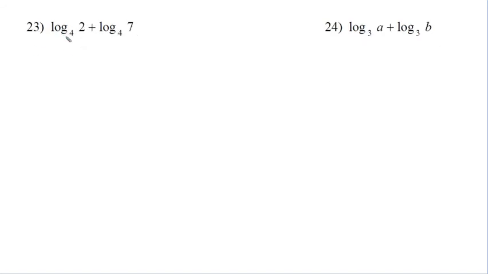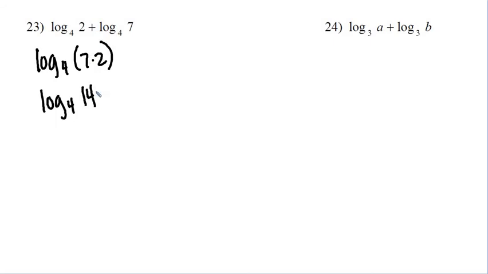Number 23. So product rule says that if you have 2 logarithms that are adding, same base, then I can write them as their product. So 7 times 2. And of course we know that we can simplify that to 14. Now 4 to no whole number power is 14, so I know that I'm done. So again, we have multiplication or addition, which tells me that I can use the product rule and write this as a single logarithm of their products, which would just be a times b.